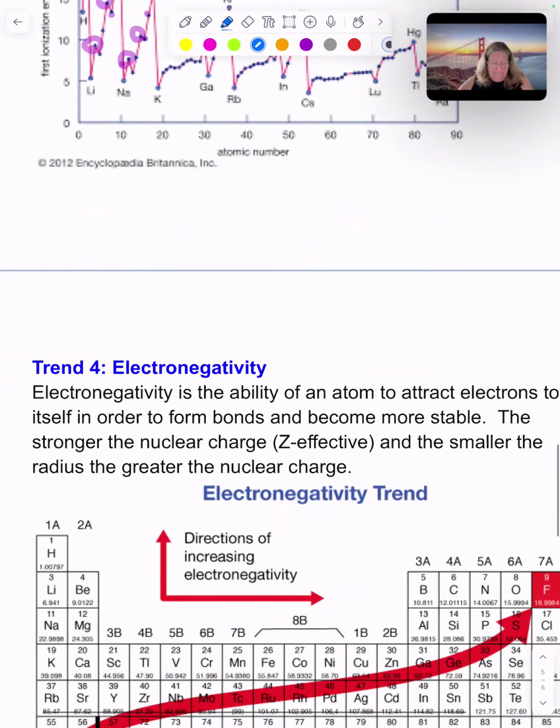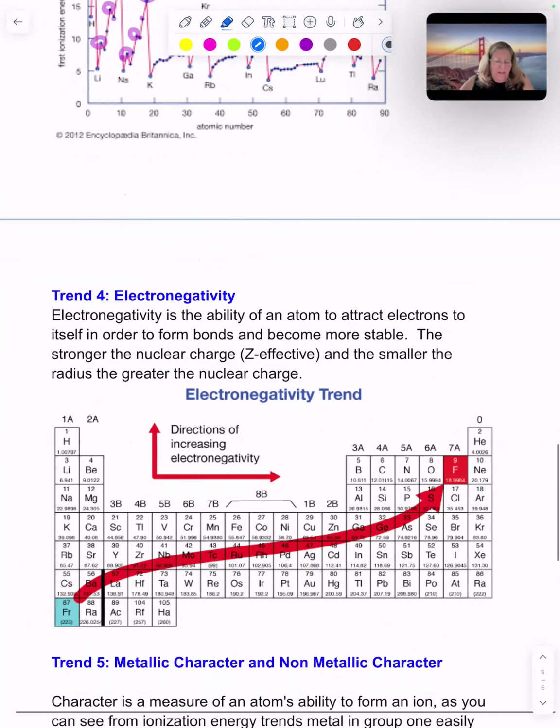Electronegativity. This one confuses a lot of people. Electronegativity is the ability of an atom to attract electrons to itself. It has to do with strong nuclear force, small radius. Obviously, the noble gases aren't going to want to attract electrons to themselves. They have a full configuration. But these halogens, they're so reactive because they need just one more electron to be stable. Their nuclear charge is effectively going outside its radius to attract electrons to it.